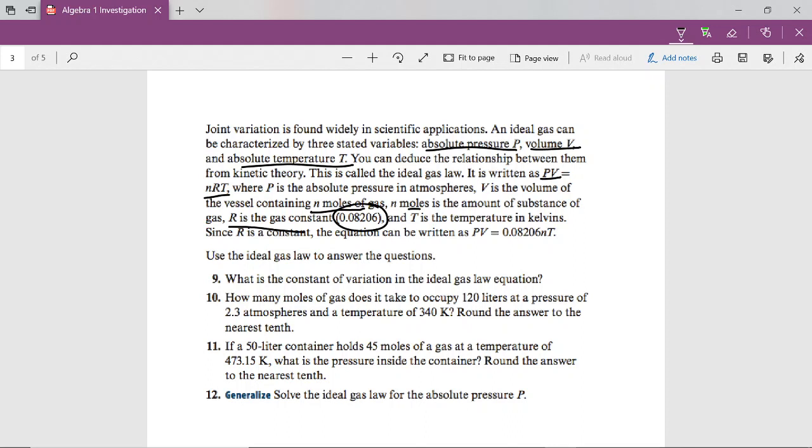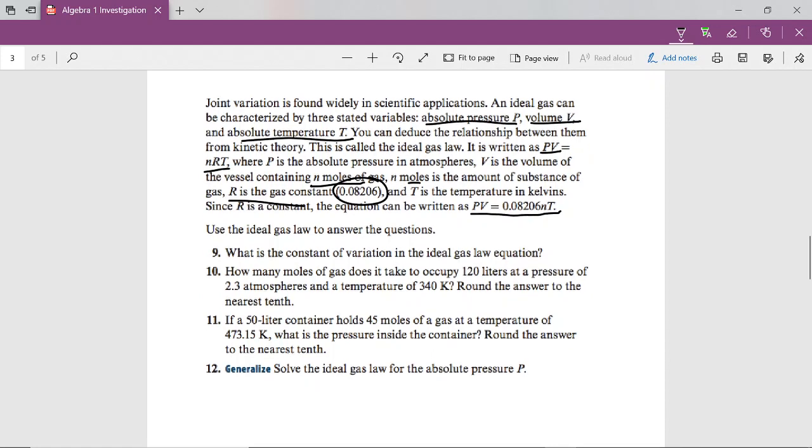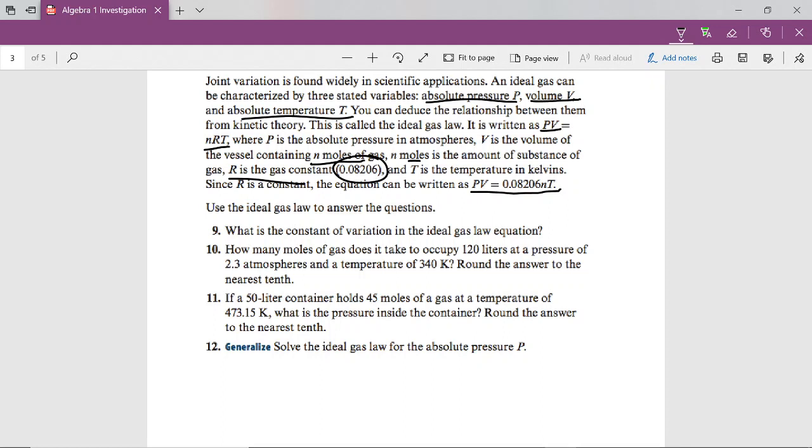Okay, and we do actually have a constant here. So we can replace R in here to actually have a joint variation situation. We're going to be using, through all of this, that's lots of information, to get down to the fact that we are using the equation PV equals 0.08206 nT. That is our equation that we're going to use. So number 9, what's the constant of variation? Well, that constant of 0.08206 is going to stay the same in each of these situations.